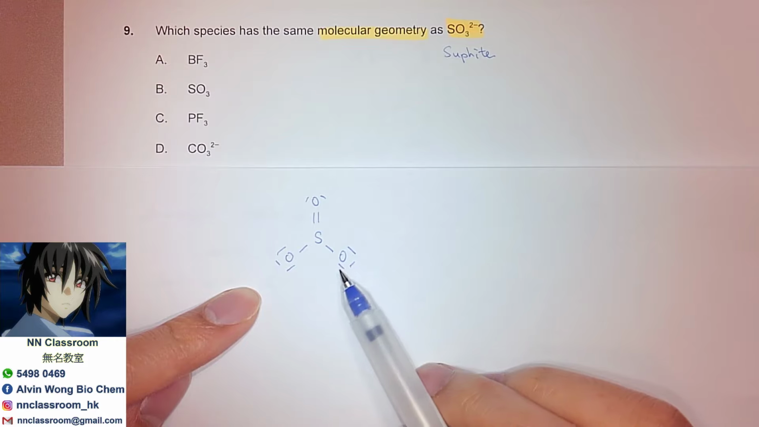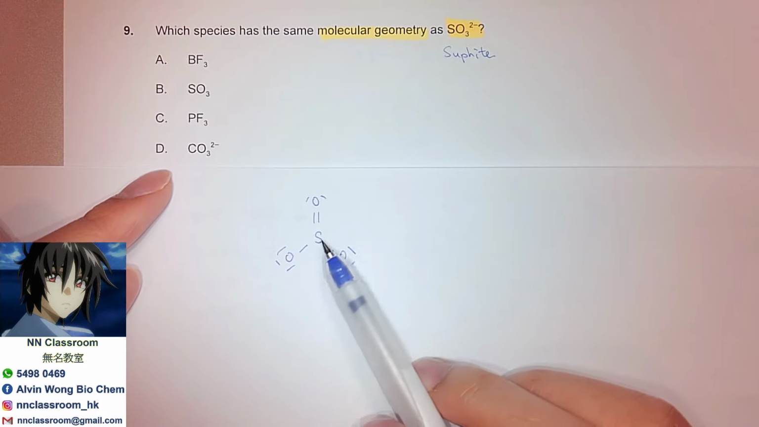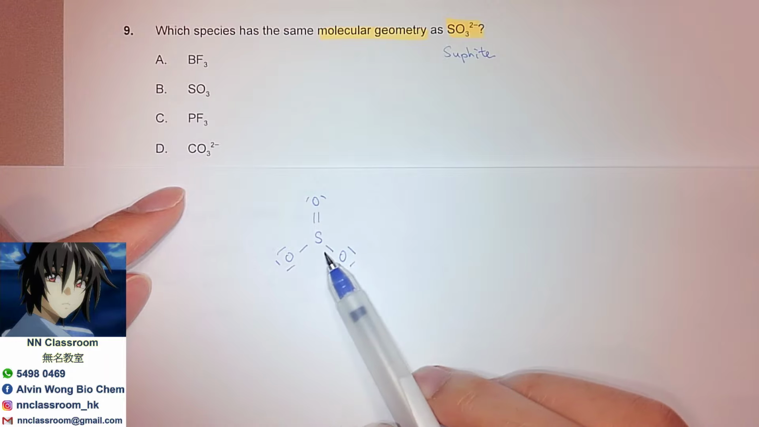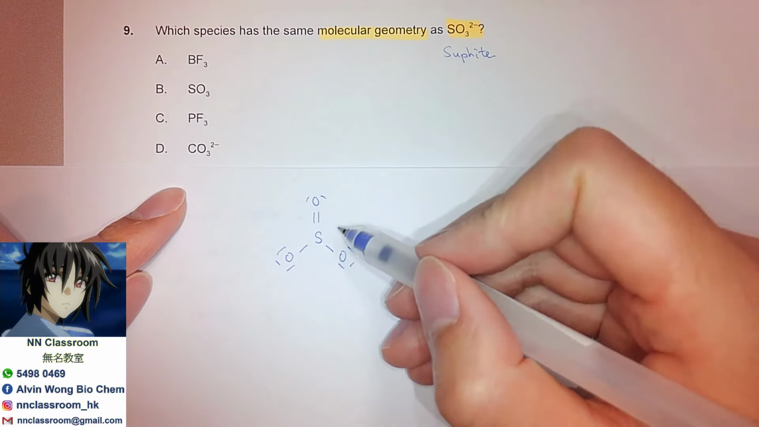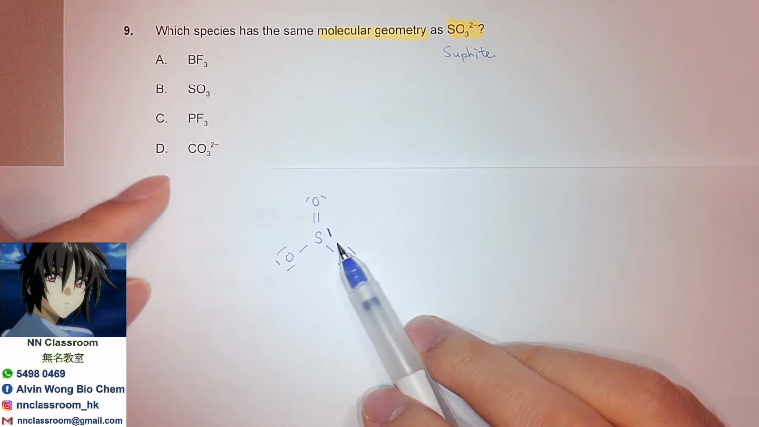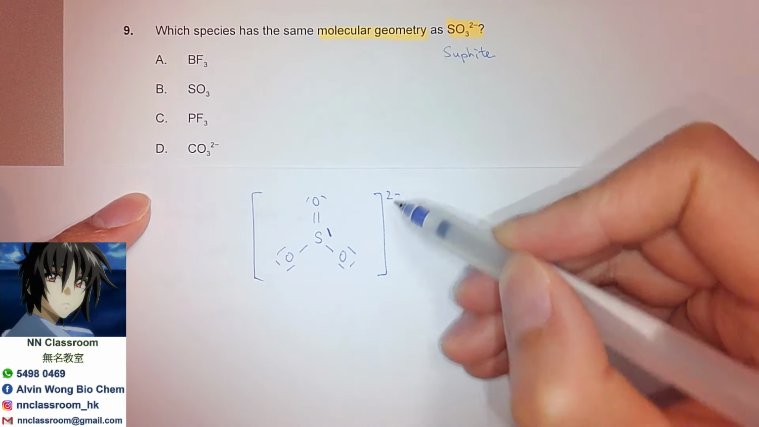But remember, don't forget about the lone pair electrons on the sulfur, because sulfur is a group 16 element having 6 outermost shell electrons. In this case, 4 of them are being used to form covalent bonds, so there remains 1 lone pair. Don't forget about that, otherwise you cannot arrive at the right answer. So obviously the entire ion has a 2 negative charge.